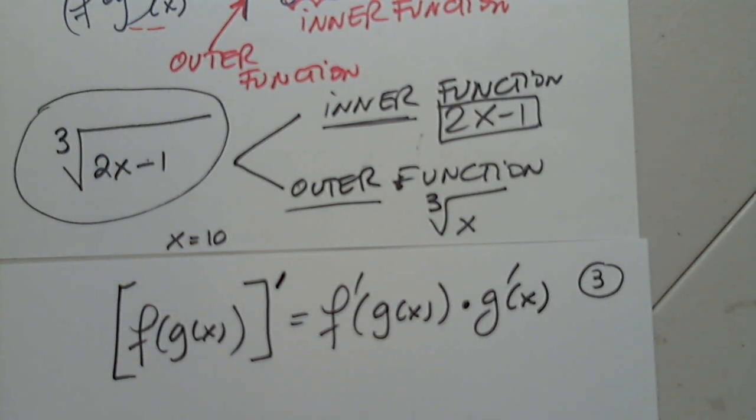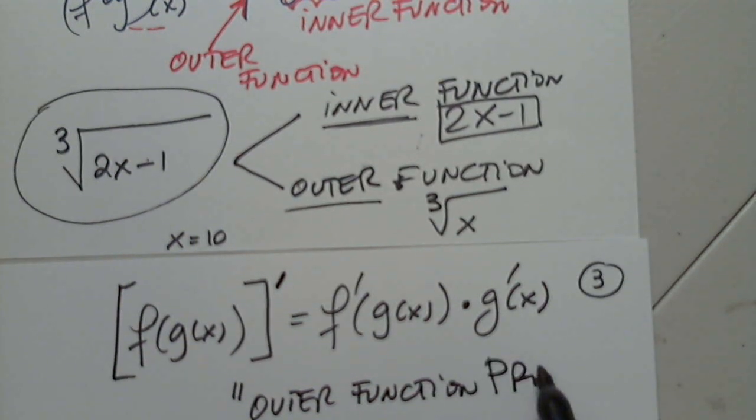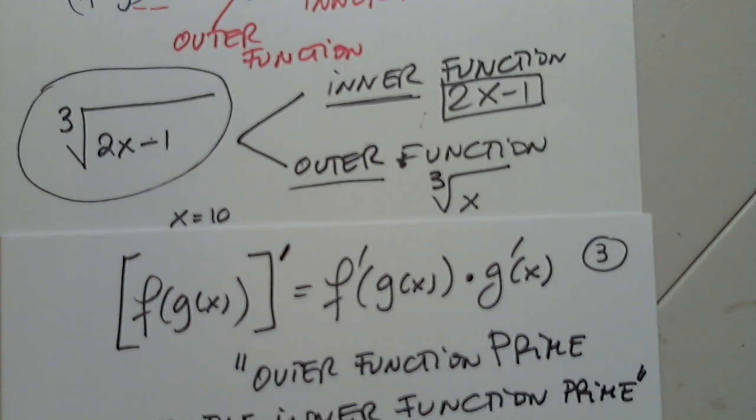So I would like you to please remember to say this every time you differentiate a function of a function: outer function prime, and you know what that means, differentiated, times the inner function prime. If you always say this, you will never make a mistake.